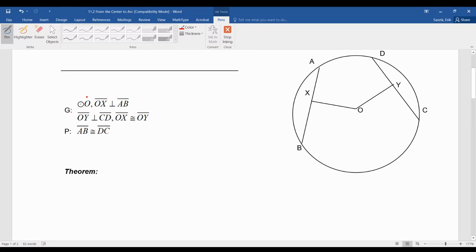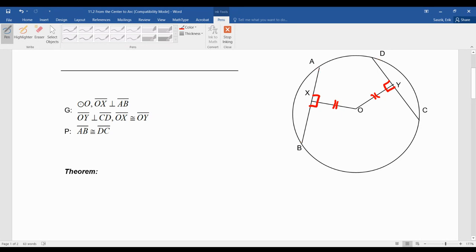All right, so remember this notation means that we're in circle O, that O is the center. We're given that OX is perpendicular to AB. We're given that OY is perpendicular to CD. We're also given that OX is congruent to OY. That means that these two chords, AB and CD, are both equidistant to the center of the circle because these segments are congruent. We have to prove that these chords are congruent.